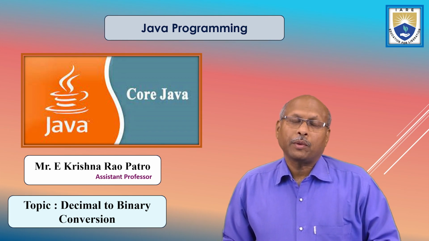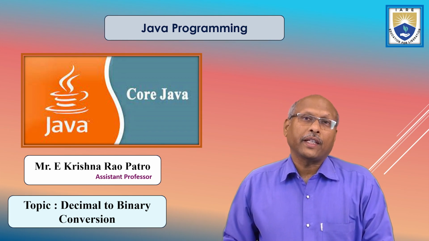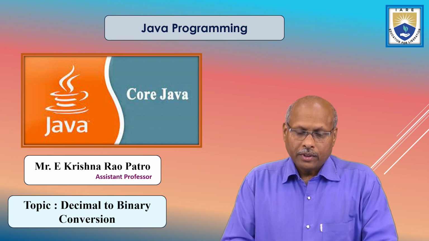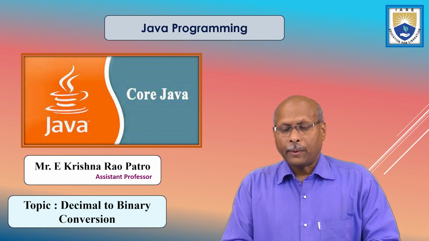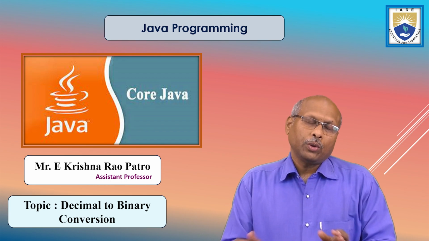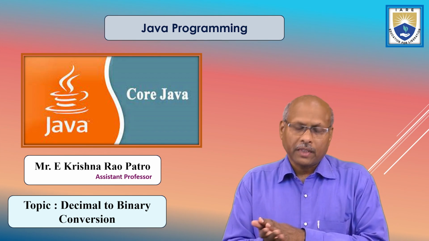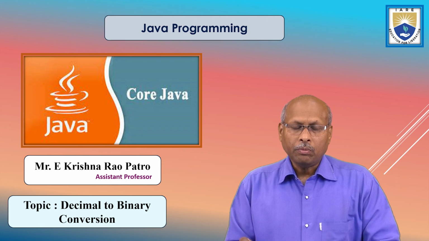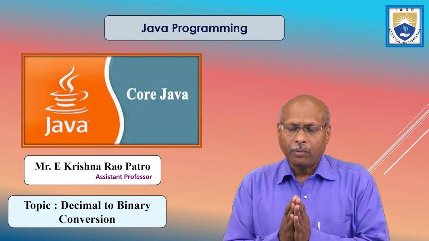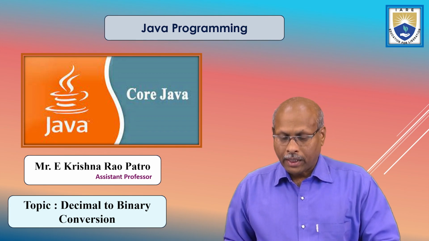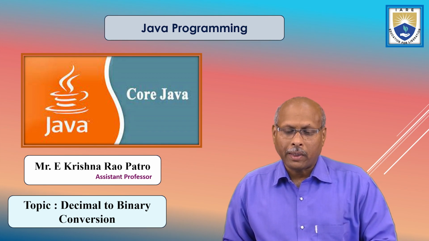Today we will discuss one important program, that is how to convert a decimal number to binary. Generally, there are different types of number systems, so you can convert one number system to another. Assume the given number is in decimal form and you want to convert it to binary. Then how to convert decimal to binary, we will see now.